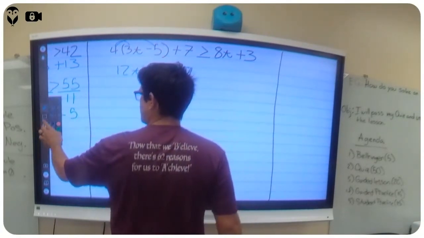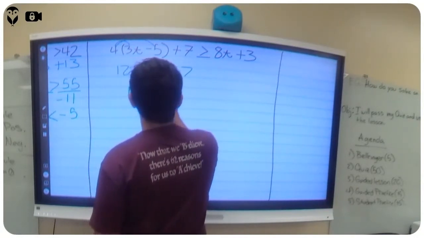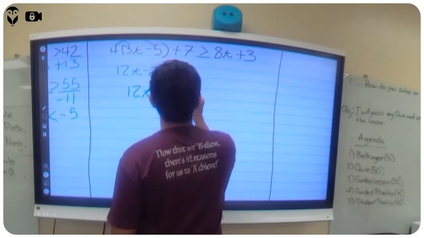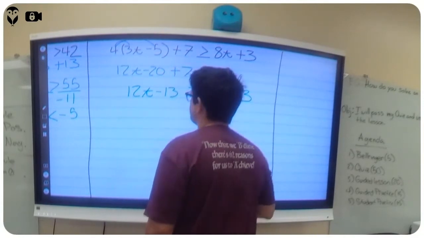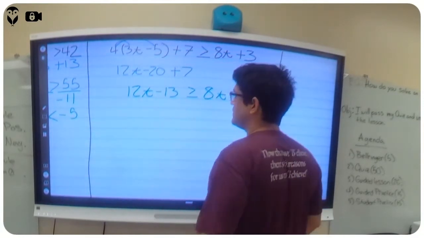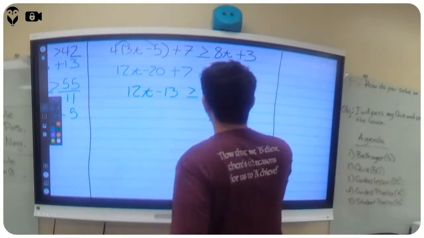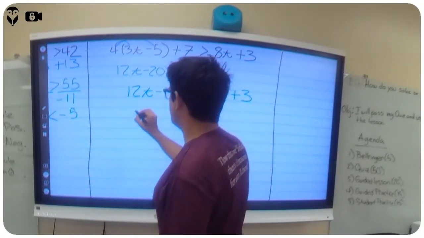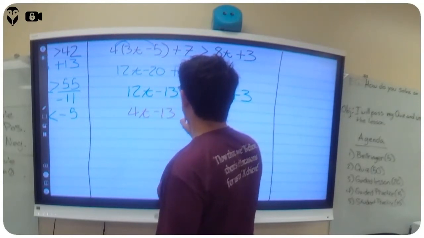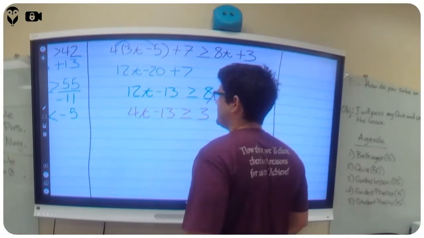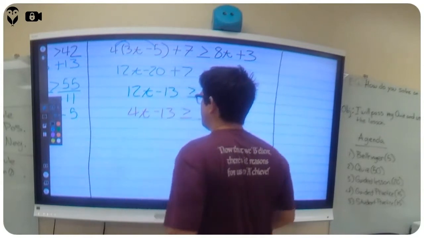So let me write the next color. So it's going to be 12t minus 13 is greater than or equal to 8t plus 3. Here's a multi-step equation. Let's take away 8t from both sides. If we take away 8t from this side and take away 8t from this side, we're going to be left with 4t minus 13 is greater than or equal to 3. Now I'm going to add 13 to both sides.